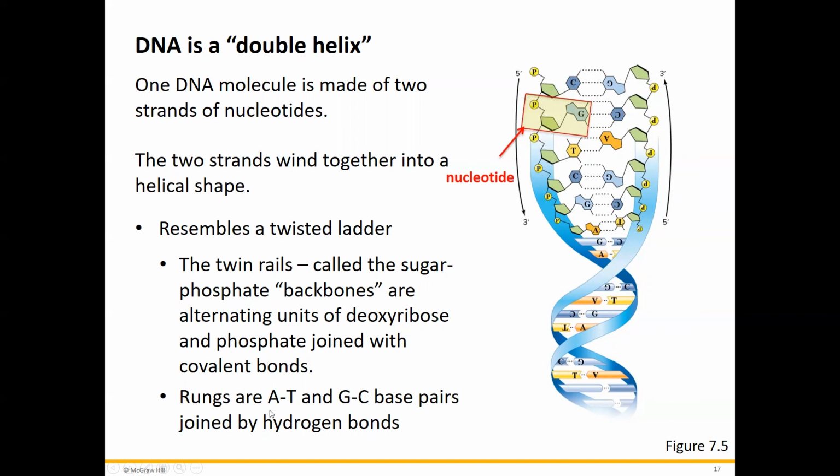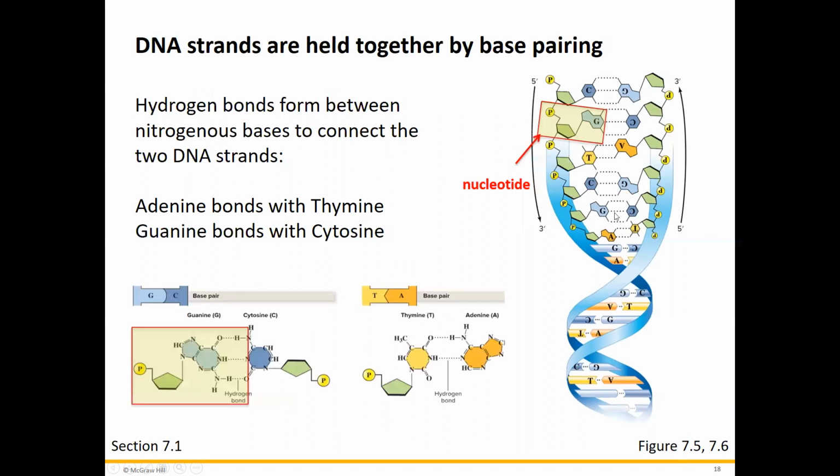The rungs, though, are the nitrogen bases of each strand that are attracted to each other, A to T, C to G, and they represent the rungs of the ladder, and they're the nitrogen bases that are holding the two strands together. And as you can see by the dotted line, it is a hydrogen bond. So hydrogen bonds are what hold the two strands together. It's always adenine with thymine and cytosine with guanine, right? That's our base pair rules.